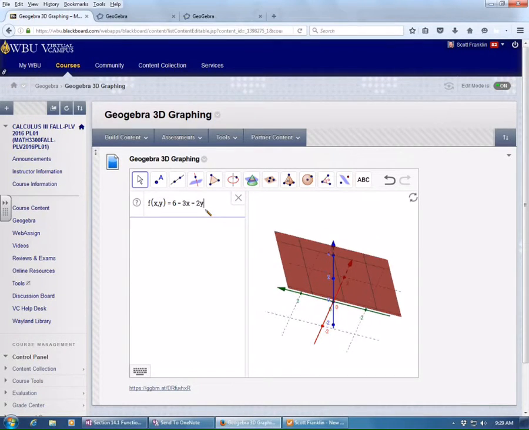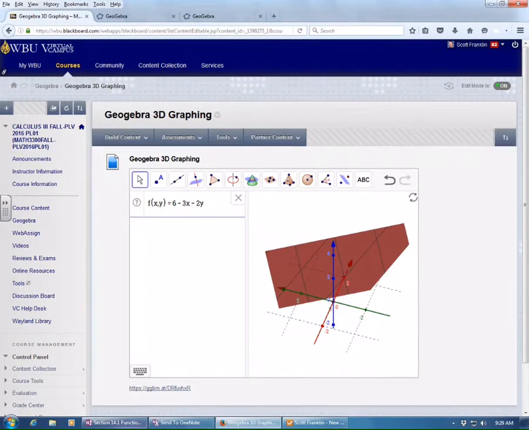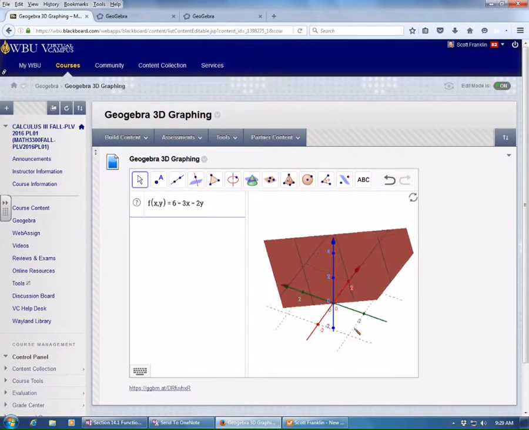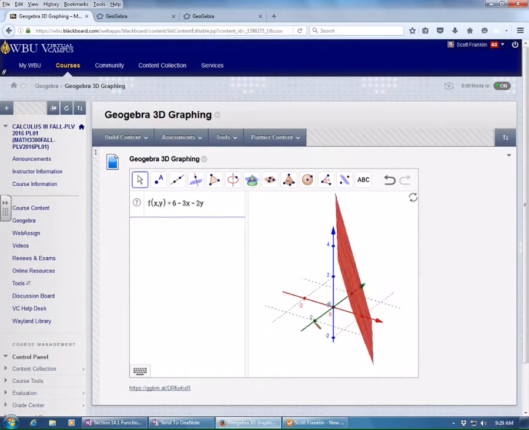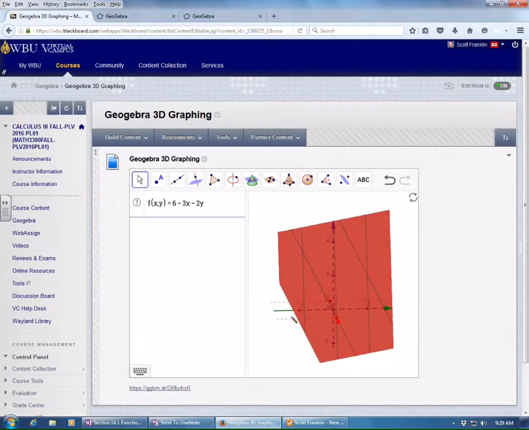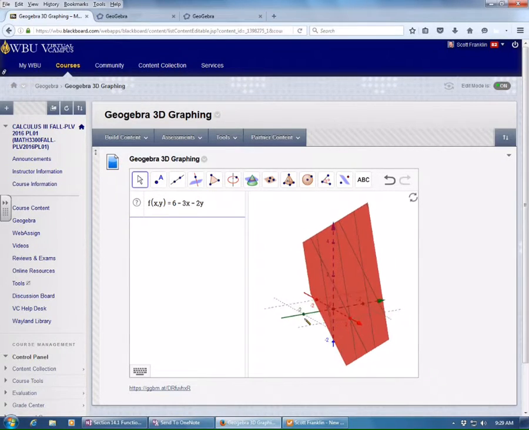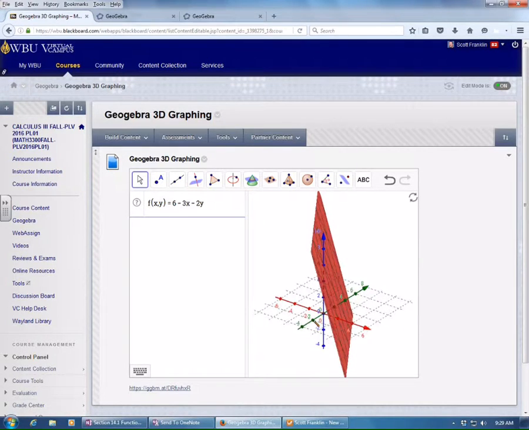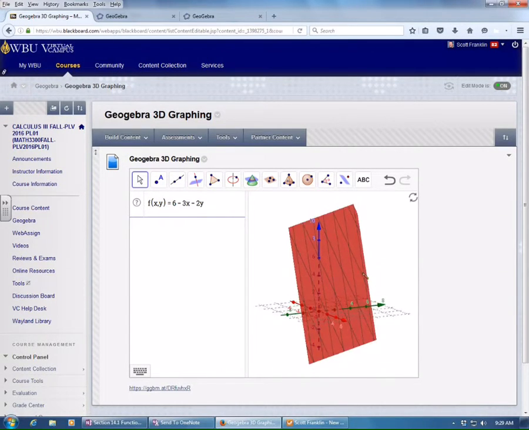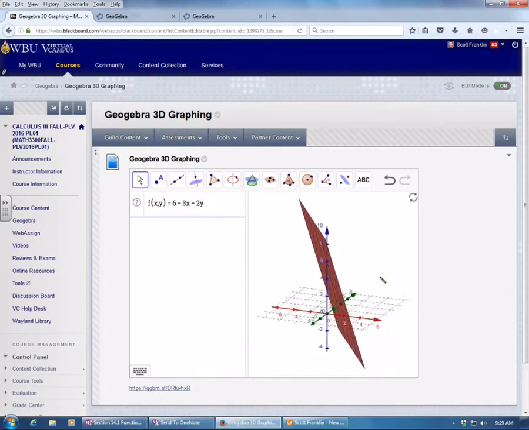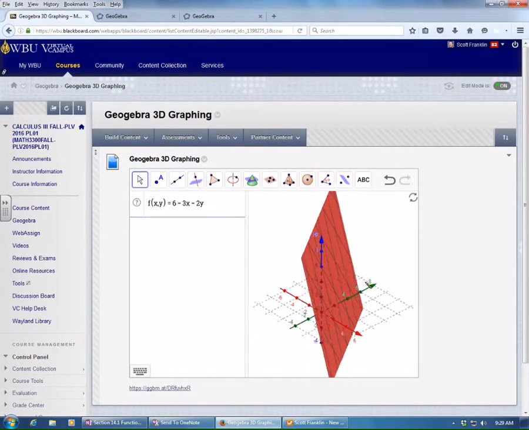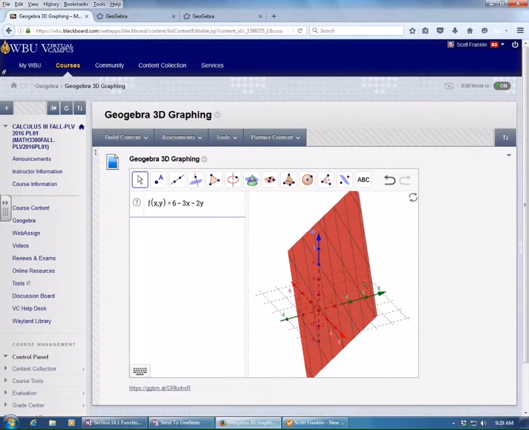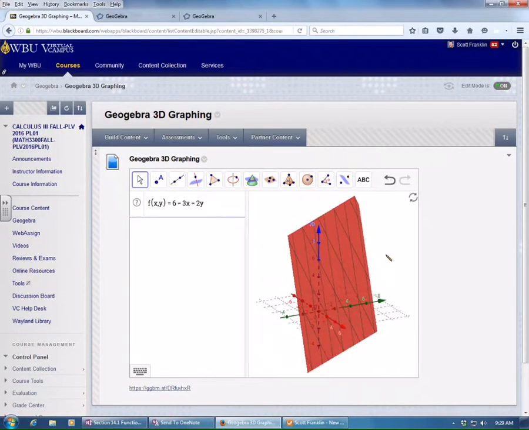Is that what I said? Yes. Yep. So what kind of shape do you get with that? A plane. Which makes sense that it would be a plane because it's all first powers. It's linear, right? Linear functions graph as flat objects. In this case, it's a flat surface.